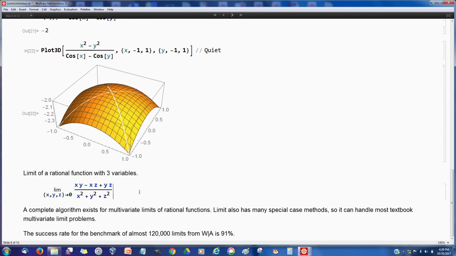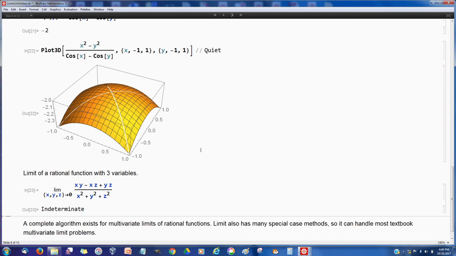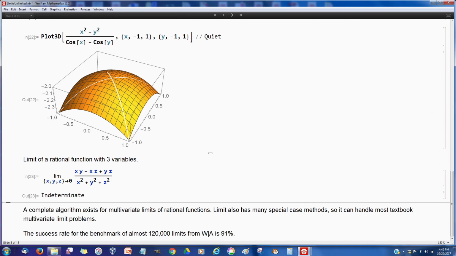Here we have a function with 3 variables. We can prove that it doesn't have a limit. A complete algorithm exists for limits of rational functions, but we have many special case methods for other cases, so for more general functions. And the success, so again, we have a benchmark extracted from Wolfram Alpha, 120,000 multivariate limits, and the success rate was 91%.